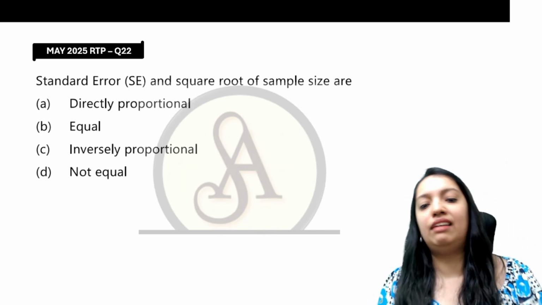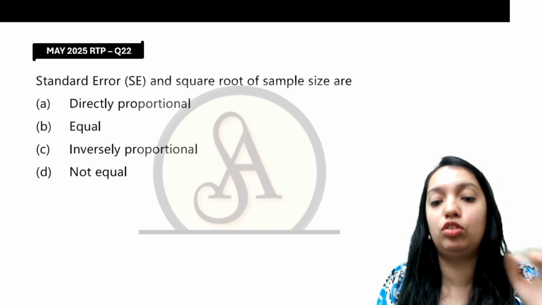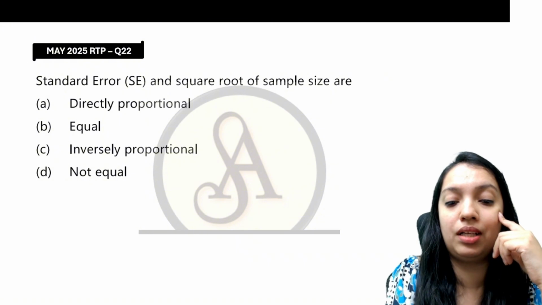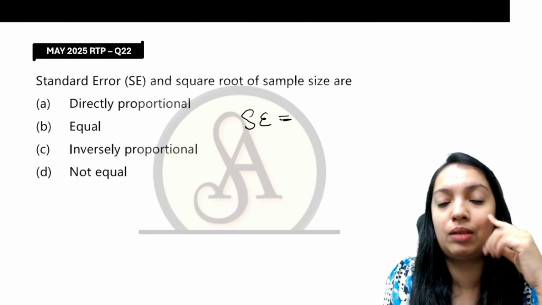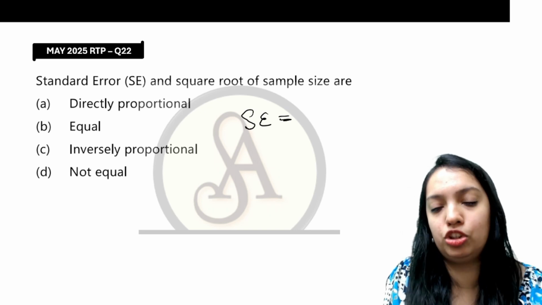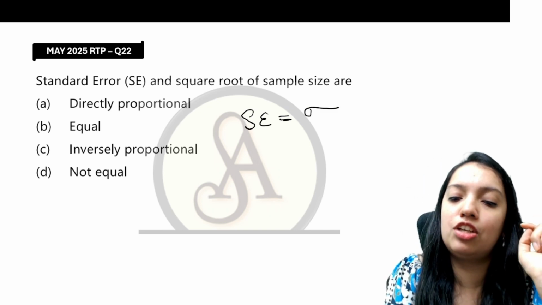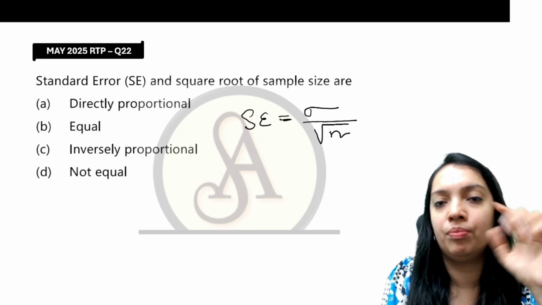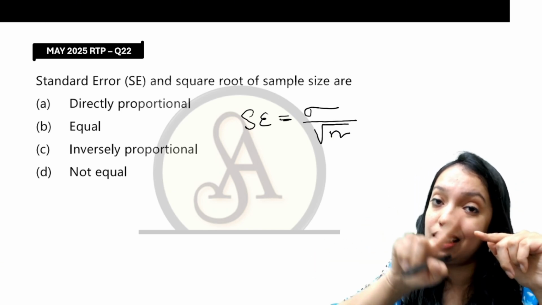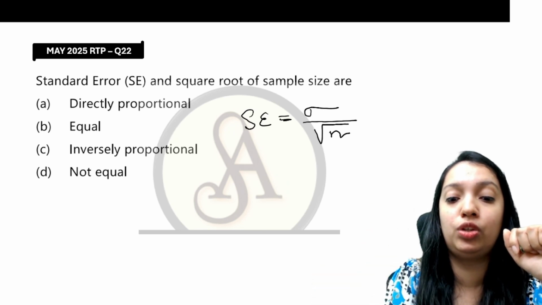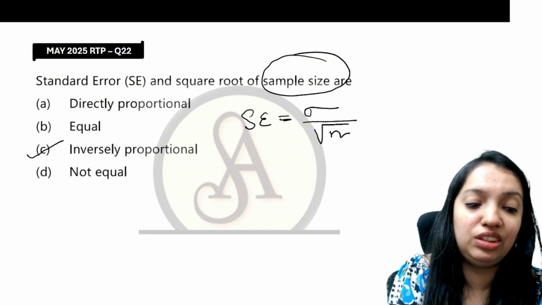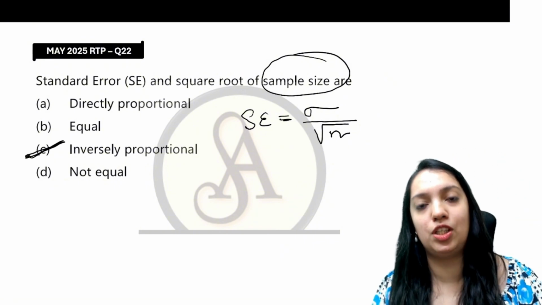Next, standard error and square root of sample size. Remember the standard error formula. This is from the sampling theory chapter, the new chapter added in the new syllabus. It is standard deviation divided by square root of N, or standard deviation into 1 by root N. It is inversely proportional to root N. Root N is nothing but the root of sample size. So these two are inversely proportional to each other.